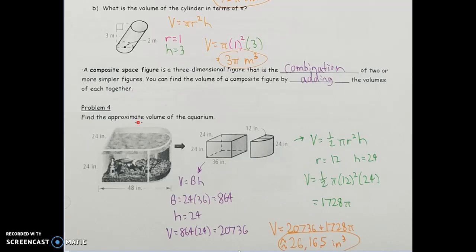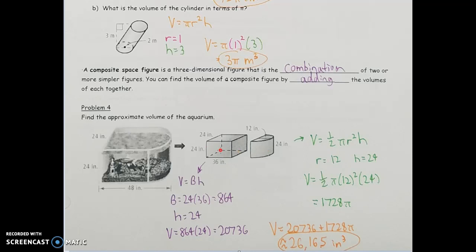So if I'm trying to find the approximate volume of this aquarium, if I break this aquarium up into simpler space figures, I could use a rectangular prism, and also I could use, looks like a half cylinder there. So if I'm going to find the approximate volume, again, that's where I'm just adding those two together, and I can find those volumes separately.